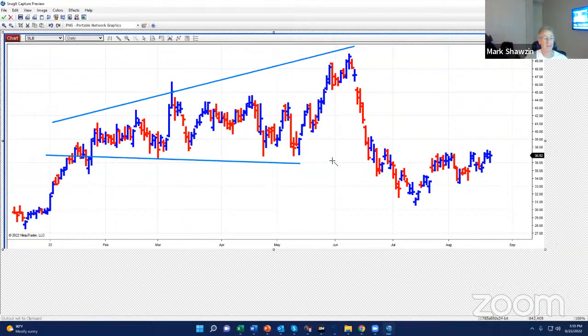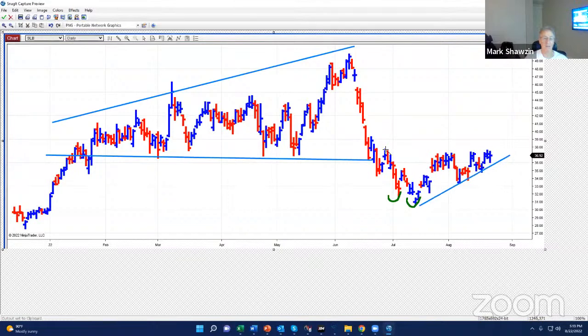You dumped out of here, made a low, did the double bottom, and now you've kind of just been forming these higher lows. And today you kind of had a mini reversal. So now let's see what it does. I may be completely wrong, goes back down here.